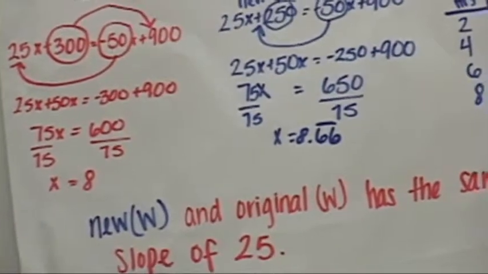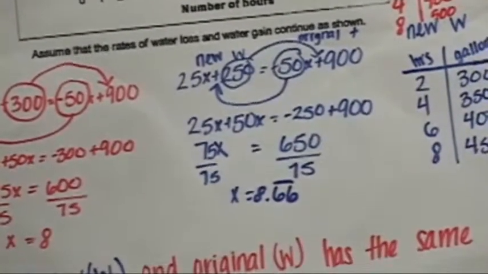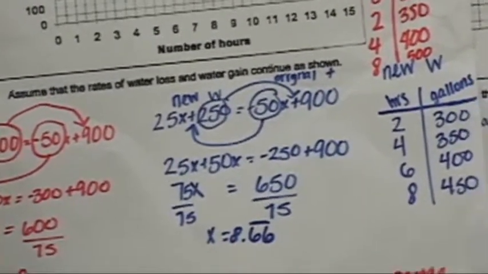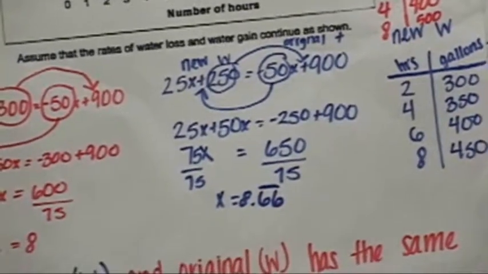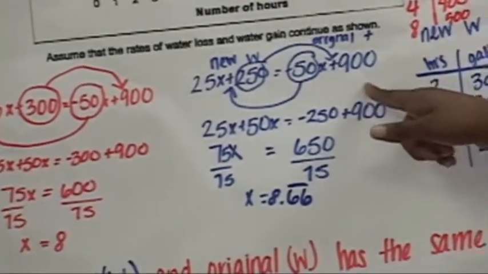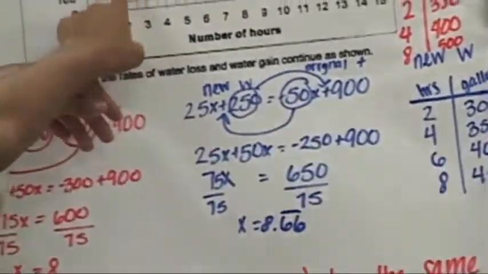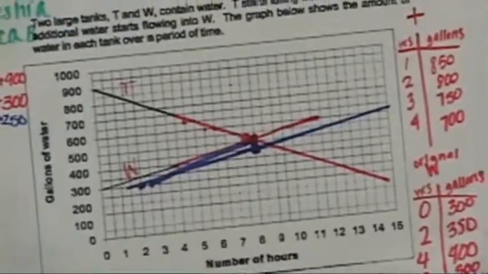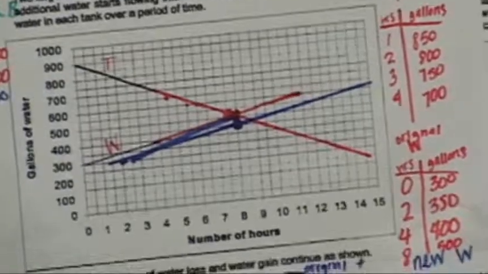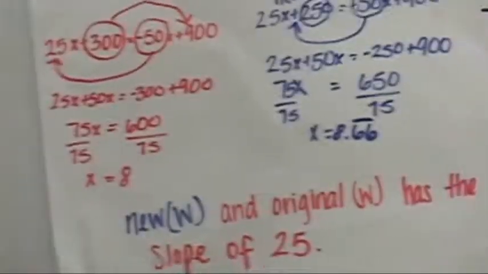And which x? At what point? The new x. Look for the new x. And where on your graph is that new x that you're looking for? On the graph. Oh, right here. Okay. And x equals 8.66. Tell them the math you did.